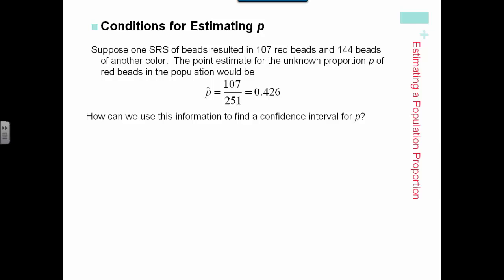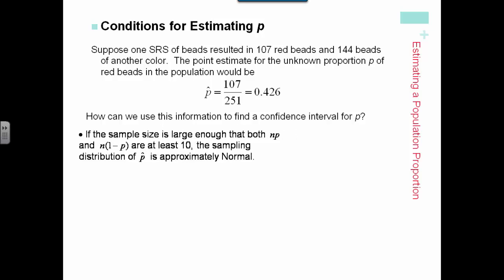Suppose a simple random sample of beads resulted in 107 red beads and 144 beads of another color. The point estimate for the unknown proportion P of red beads in the population would be P hat equals 107 out of 251, or 0.426. How can we use this information to find a confidence interval for P?